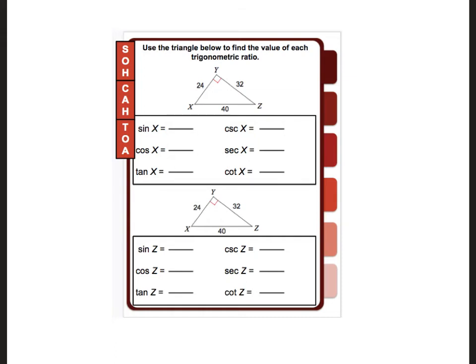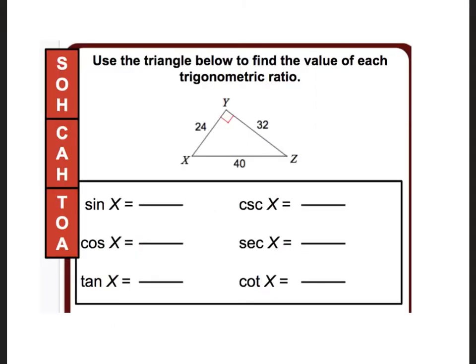Hello, we are doing 7.1. We're looking at our first example. We are going to go ahead and get started. So it says use the triangle below to find the value of each trigonometric ratio.